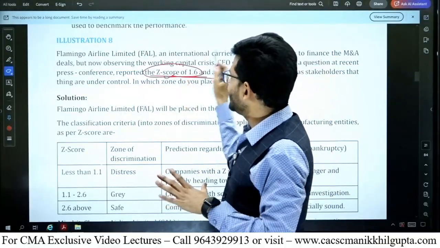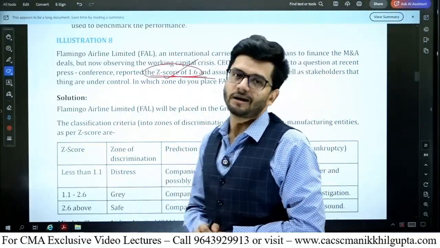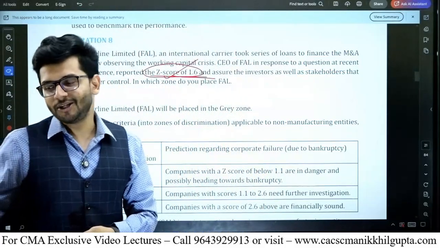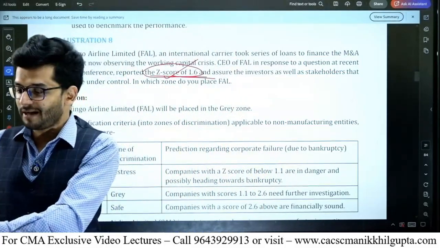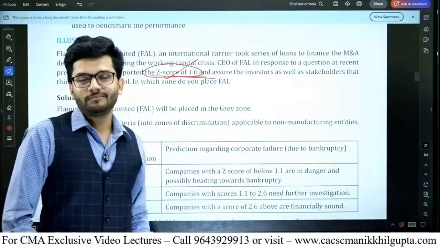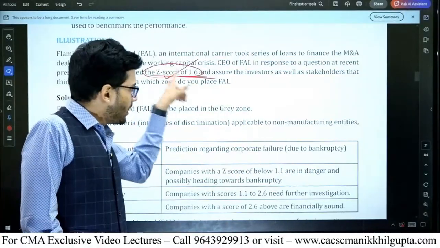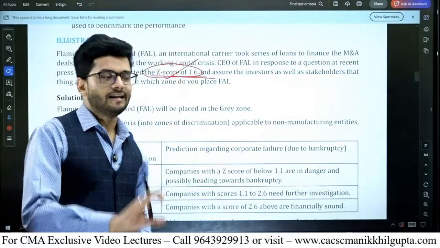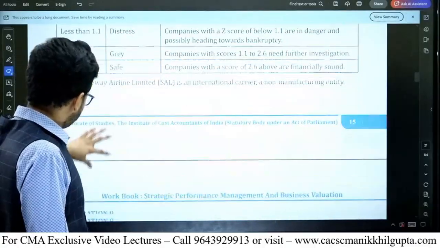Over here you are already given the Z score and you are just reading the comments. This will not happen in the examination, to my mind, to the best of my prediction. This will not come this way in the examination. You will be required to compute the Z score and then analyze it further. That will be the answer.